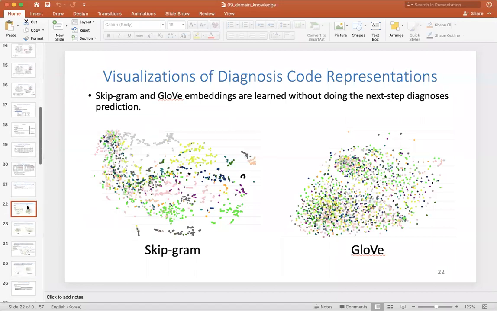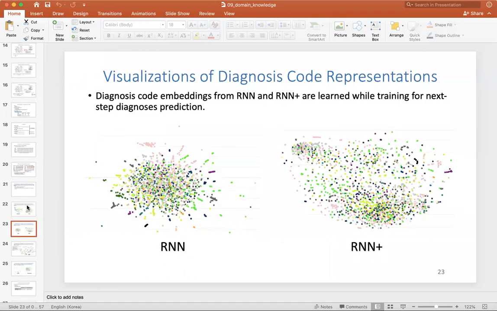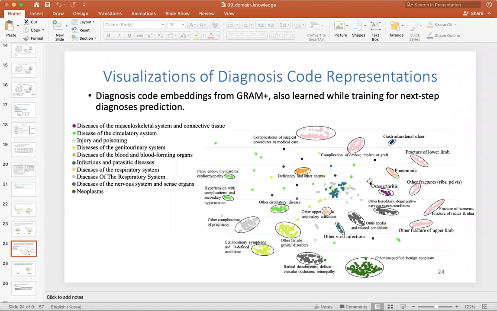Now moving on, RNN and RNN Plus. You can see there are a very small number of structures on the outside, but in the middle, it's all scattered around. It's the same for RNN Plus, very unorganized. Now you move on to GRAM Plus, and you can see a lot of structure here. The code clusters are clearly cut from one another. Not only do the colors not overlap randomly, but the substructures are well preserved as well.